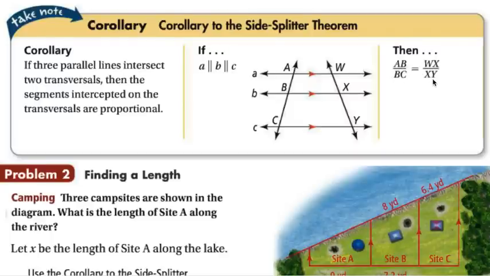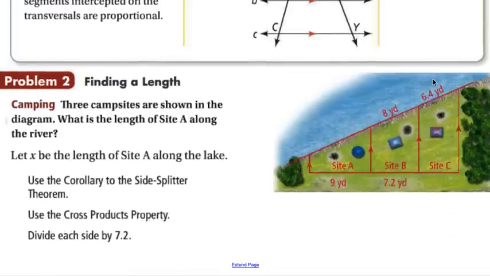So here's an example problem where we would actually use this theorem, and we have a campsite set up here, and we want to know what the distance is. What is this length for the campsite A along the river? And so we're going to go ahead and use the corollary to the side splitter theorem, and so we can go ahead and set up a proportion using that theorem.